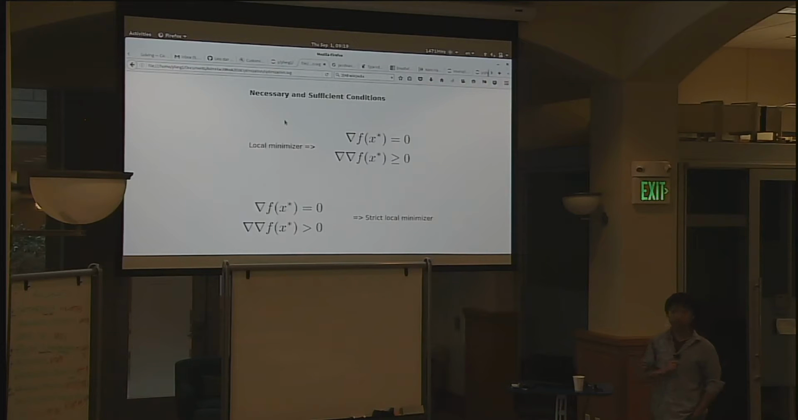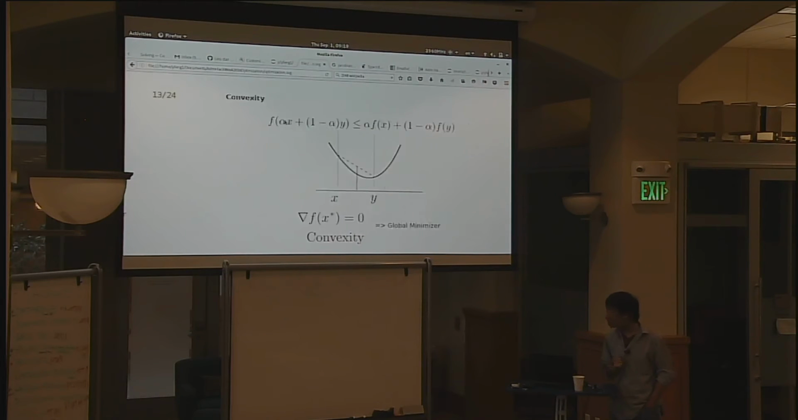If we know at a point x star, the gradient function is 0, and the Hessian is positive definite, then we can prove the point x star is a strict local minimizer. It's local. It's not global. So, this looks useful, but what if I want a global minimizer?